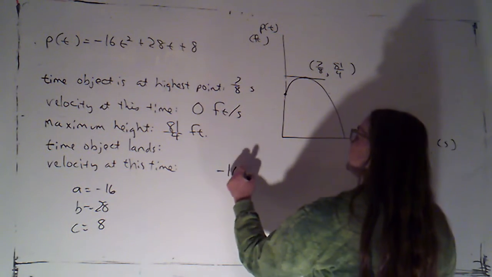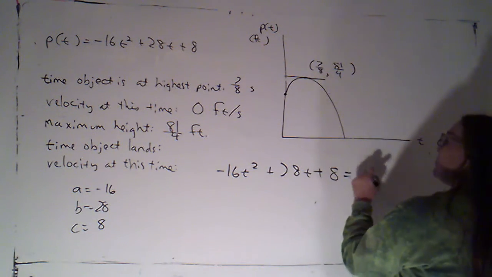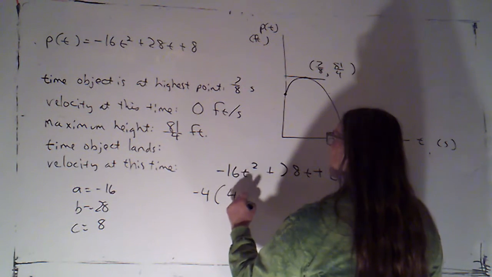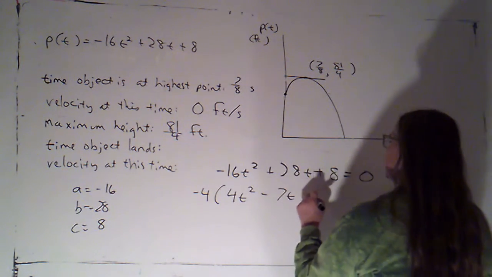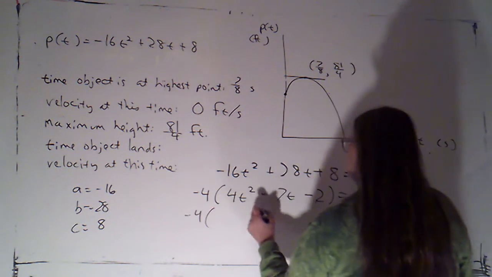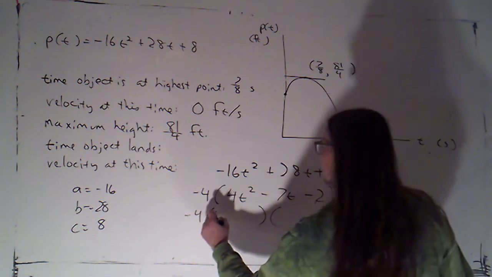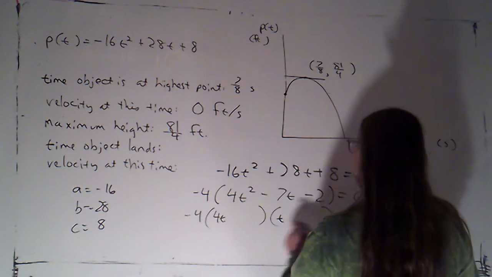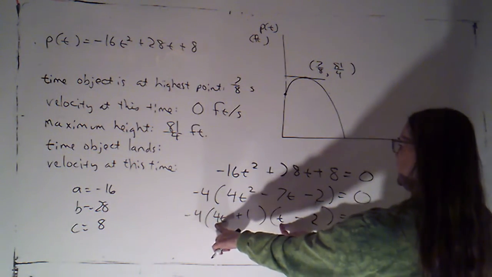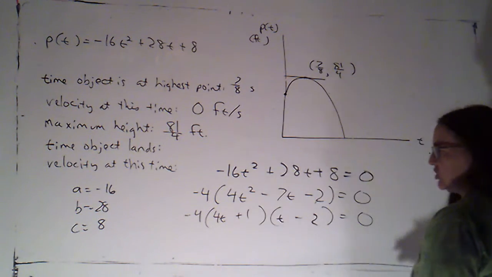So I'm going to set negative 16t squared plus 28t plus 8 equal to 0. I'm going to factor out a negative 4. That'll leave me with 4t squared minus 7t minus 2 equals 0. And then let's see if I can factor that further. Thinking we want a 4t and a t, and a minus 2 and a plus 1. That'll give me 4t squared minus 8t plus t gives me minus 7t and minus 2.